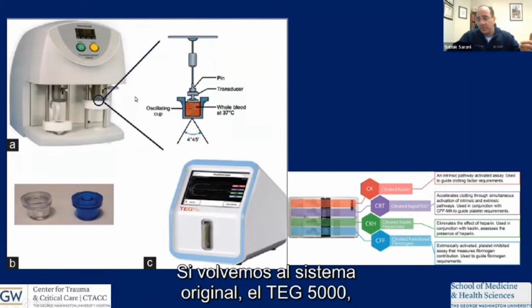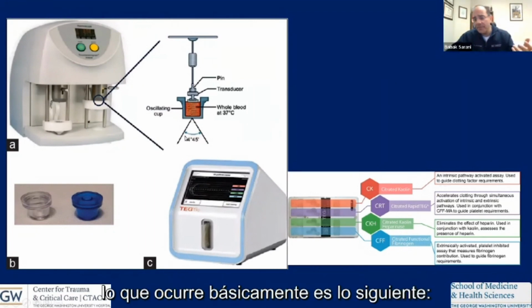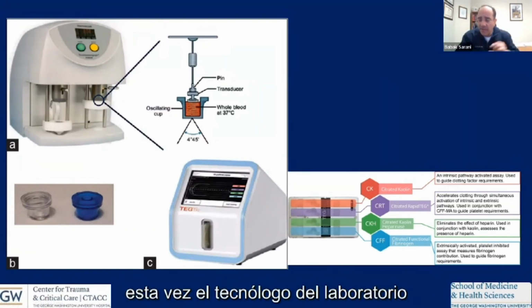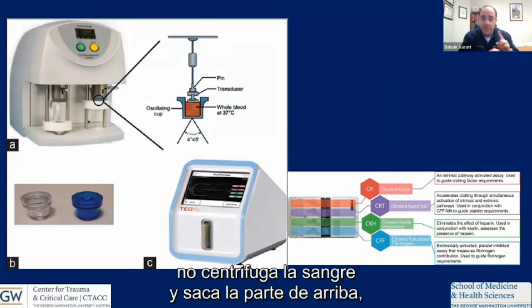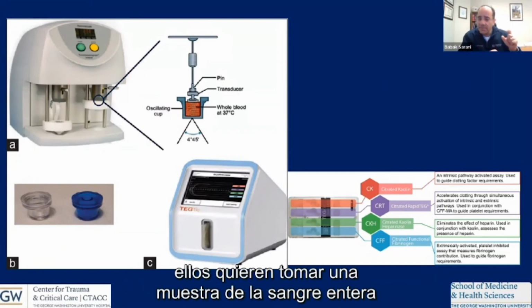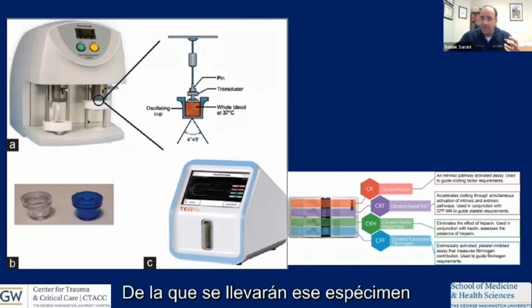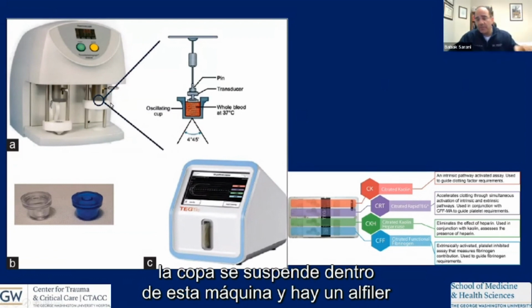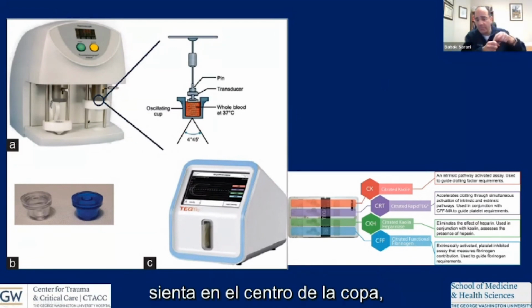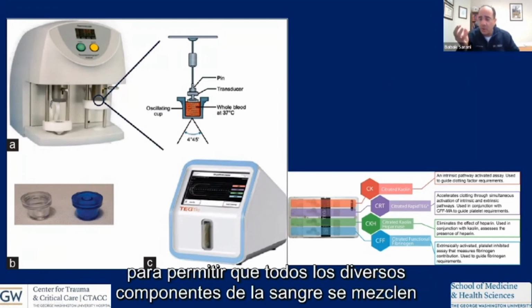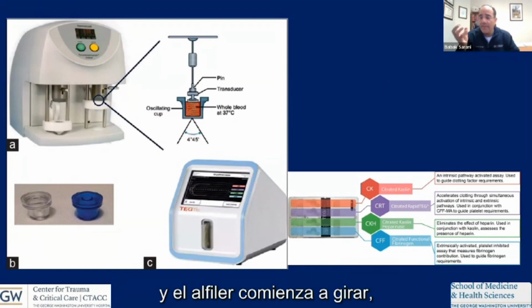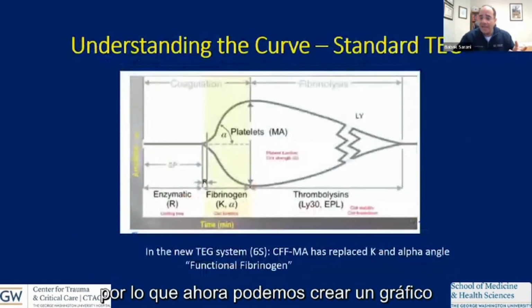So if you go back to the original system, the TEG 5000, what basically happens is this. We draw some blood and we send it down to the laboratory. This time, the laboratory technologist will not centrifuge the blood and take out the top. They're going to take a specimen of the whole blood. And they'll take that specimen, they'll put it inside a cup, much like this. The cup then is suspended inside this machine, and there's a pin that sits in the middle of the cup. The cup starts to turn to allow all of the various components of the blood to mix. And as the components of the blood mix, a clot is formed. That clot then grabs the pin, and the pin starts to turn. So we can now create a graph.